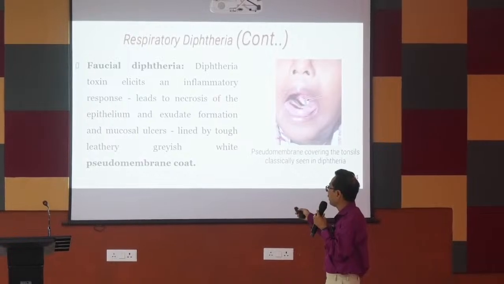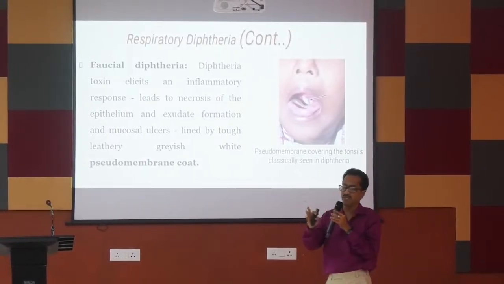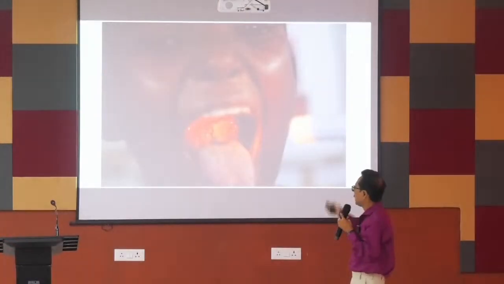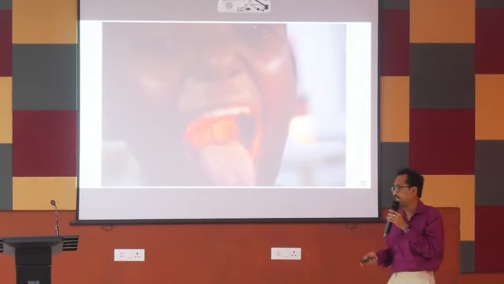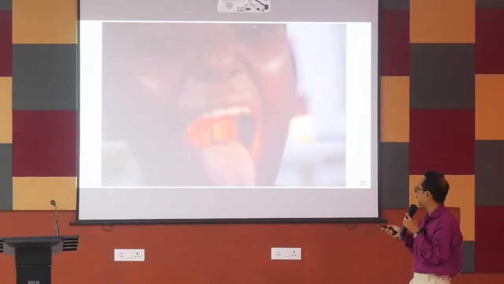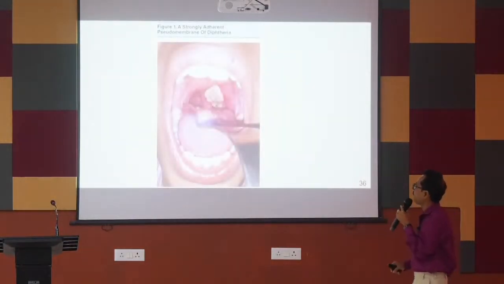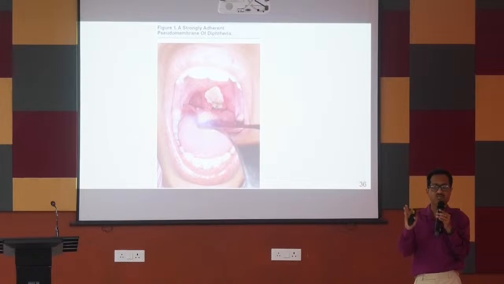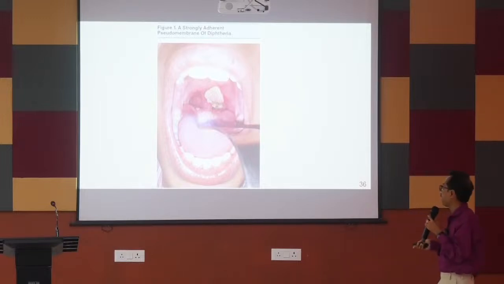Remember the term pseudomembrane and how it forms due to the necrosis of the epithelium, necrosis of the tissue, the exudate formation and mucosal ulcer. That is another picture. You can see by the light, there is a greyish white membrane inside. This is a more clear picture. The pseudomembrane is typically strongly adherent to the tonsillar fossa. If you try to remove it, you can see the bleeding spot underneath it. That is called pseudomembrane.